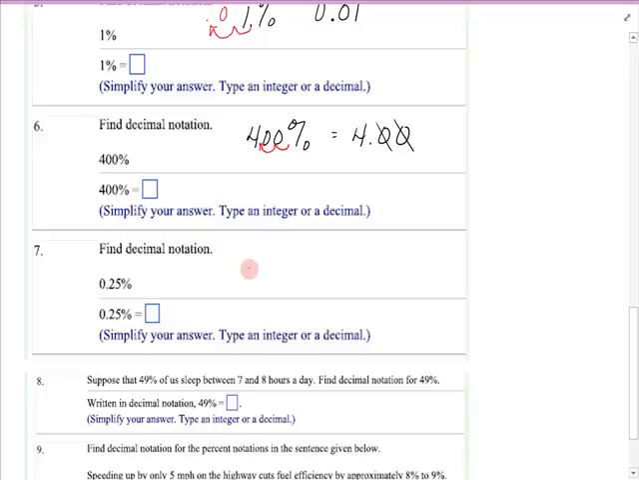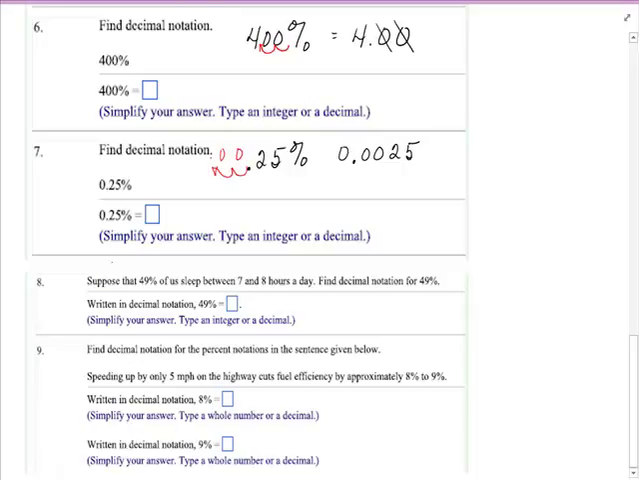Next one, 0.25%. Now that is part of 1%. So this is really a very, very tiny number. When I move the decimal point 2 places to the left, and I have to add in 2 zeros, this becomes 0.0025, 0 in front. That is 25 ten-thousandths when you read that decimal. It's very, very small.